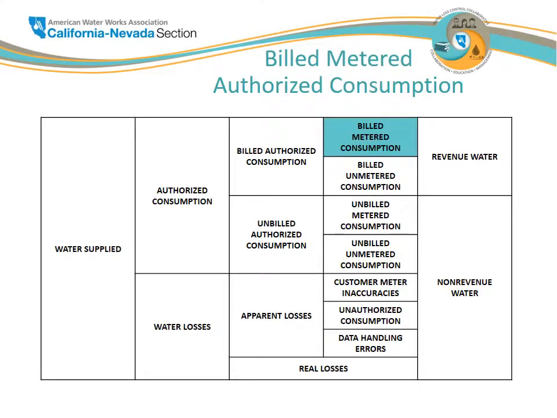Another one of our biggest volumes that we want to review and remind you of some double checks that you should be doing when compiling your audit is the billed metered authorized consumption. This graphic is not to scale, so the billed metered authorized consumption is usually going to be the biggest portion of your total authorized consumption. This represents all of the uses that generate revenue and are metered, so are usually most of your customers.